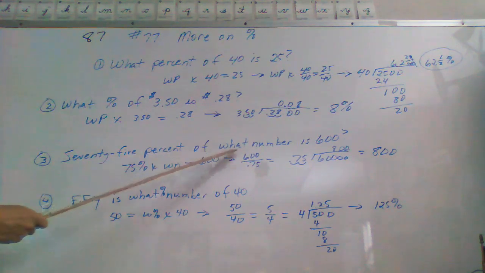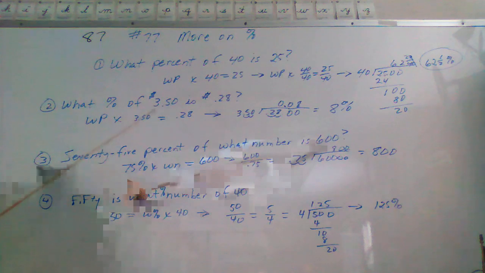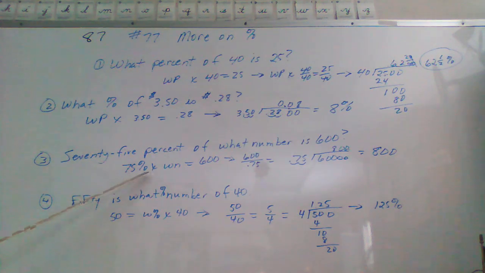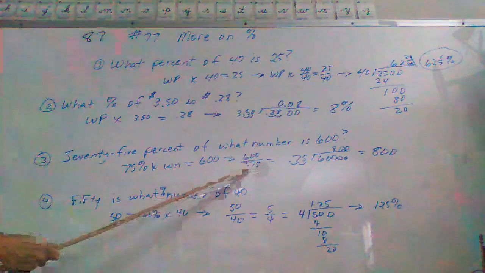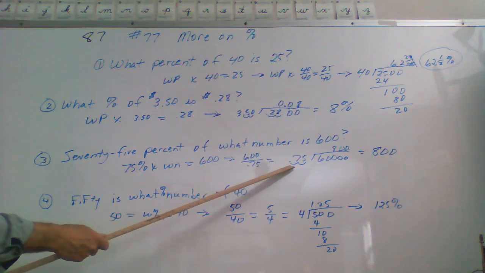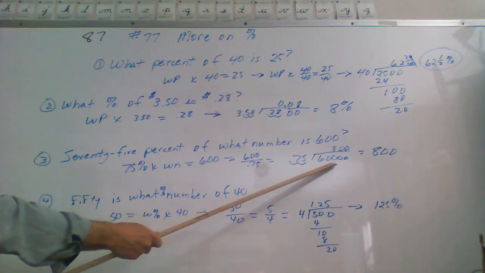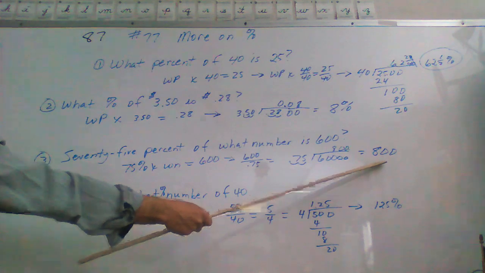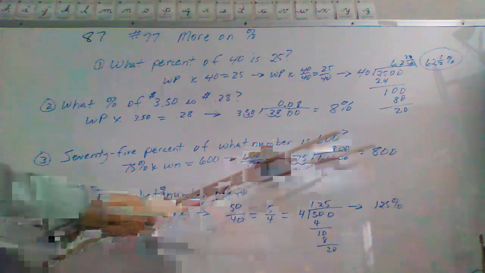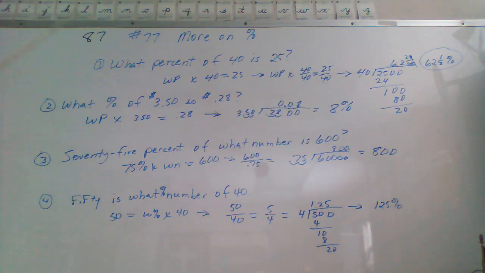Here's another one. 75% of what number is 600? 75% times what number equals 600. 600 divided by 0.75, because that's 75%. 0.75 divided into 600 equals 800. Notice they were asking for a number, not a percent. So it's 800.